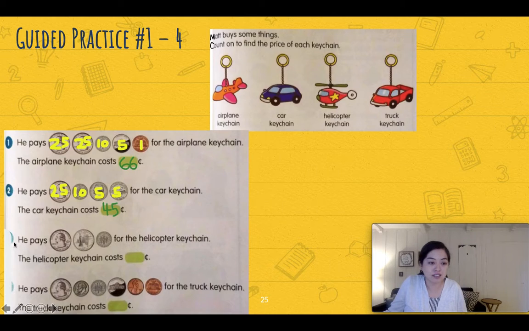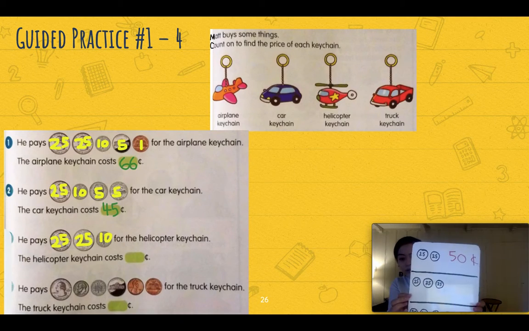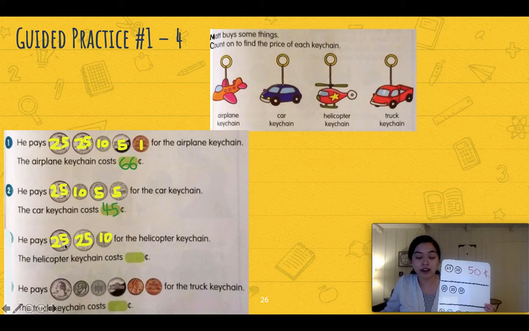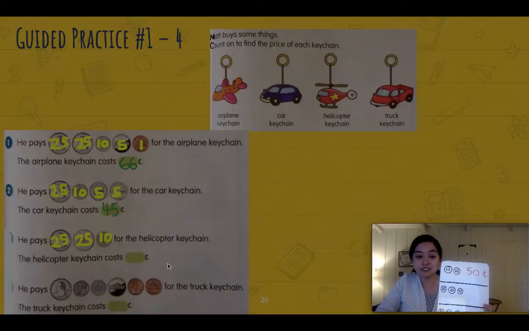All right, let's look at the next one here. Oh, that number is kind of crossed out. That's number 3. He pays these coins for the helicopter keychain over here. Let's see, I see 2 quarters and a dime. So these are the values of the coins. 2 quarters. How much was 2 quarters again? Let's look at our notes. 2 quarters was 50 cents. So I have 50 cents, then add 10 cents is 60 cents.